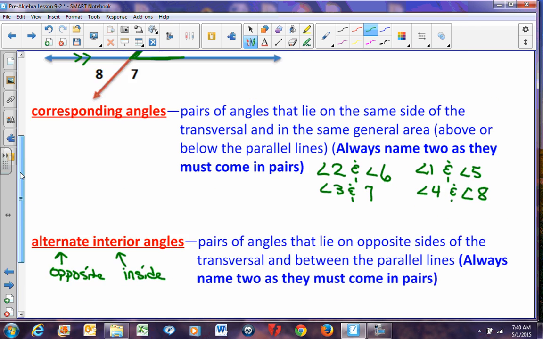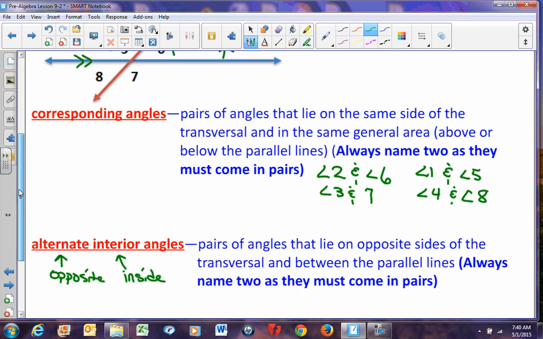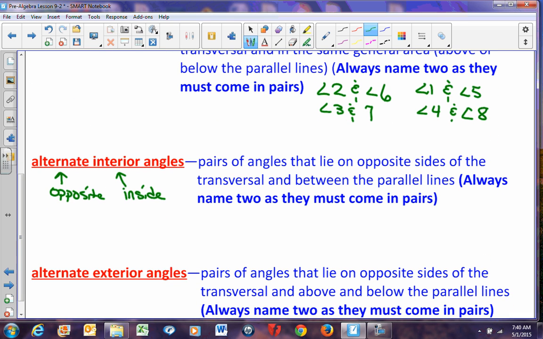So if I go back to my figure here, alternate interior angles are angles that are inside of your parallel lines. My blue lines are my parallel lines, so they have to be the angles that are between these two lines. And they have to be on opposite sides of the transversal. In other words, they make an X. So that would be angle 4 and 6 and angles 3 and 5. So there's two pairs here. Angle 4 and angle 6 are one pair, and angle 3 and angle 5 are the second pair.